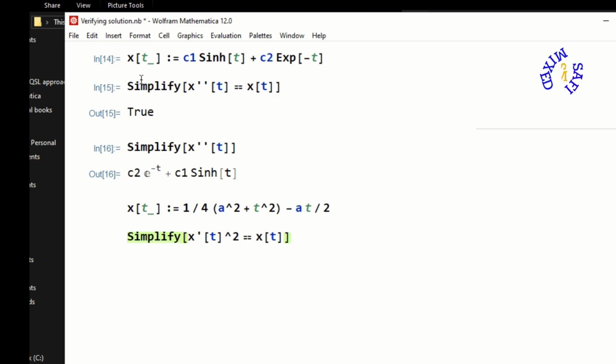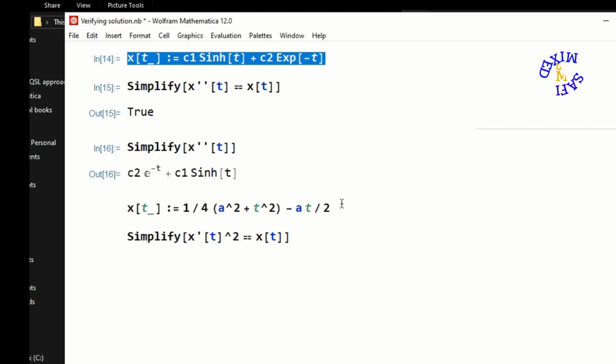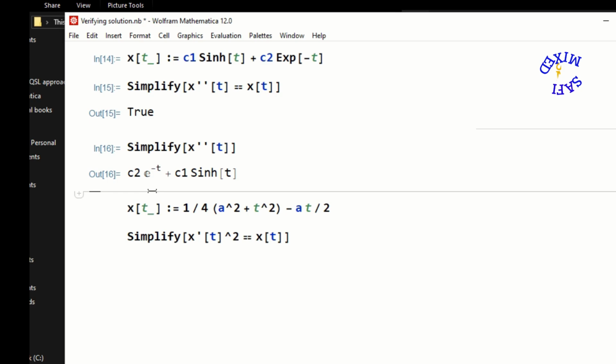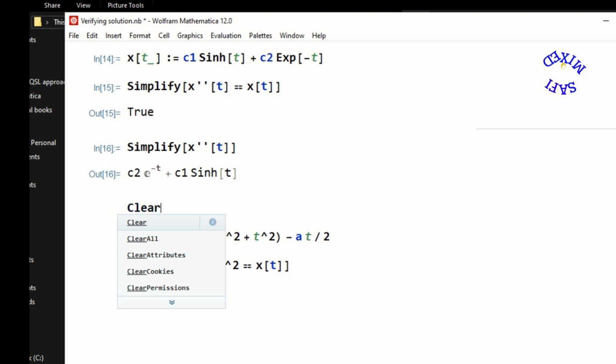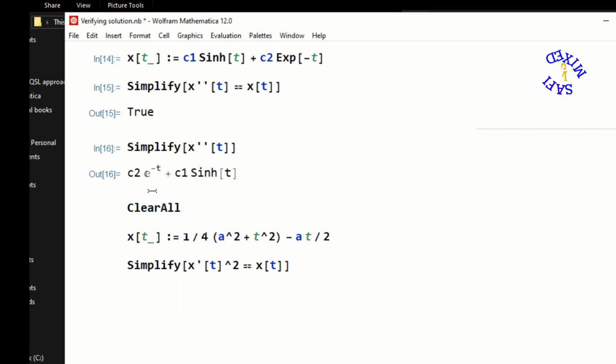Okay, one thing more, since x(t) has already been stored in the memory of the kernel of Mathematica with this relation, and now I want Mathematica to read this one as the x function, so that I can do by adding the ClearAll function, and then inside the argument I put quotes, then I write Global`*, and then I close this. And if I run this part, you see the x as a function of t is now blue, which means it is no more in the memory of Mathematica.